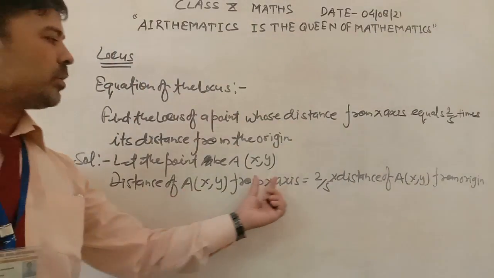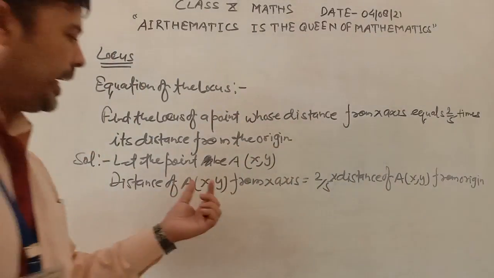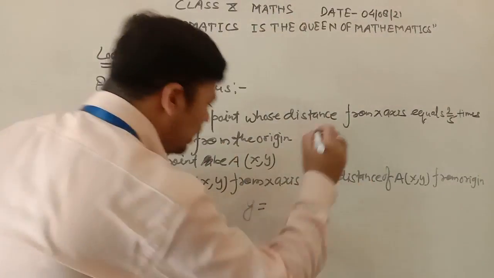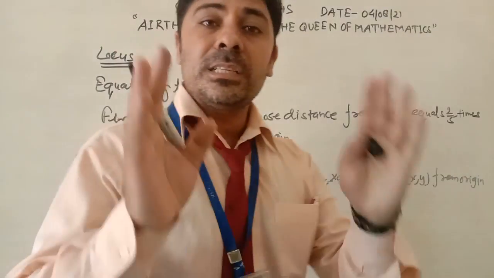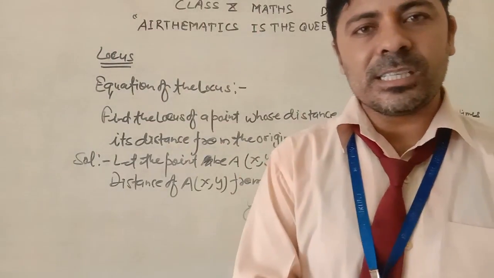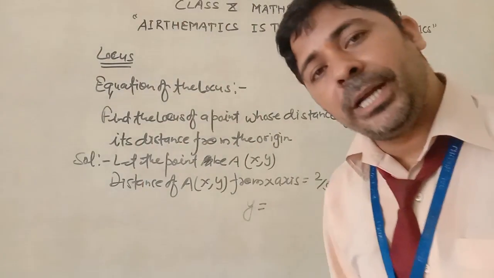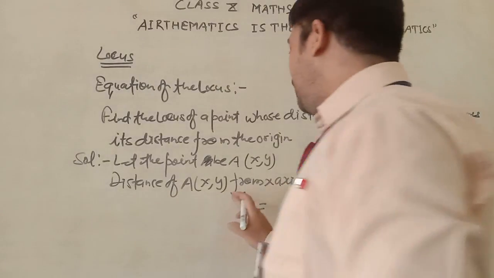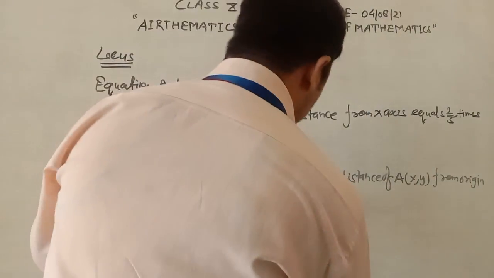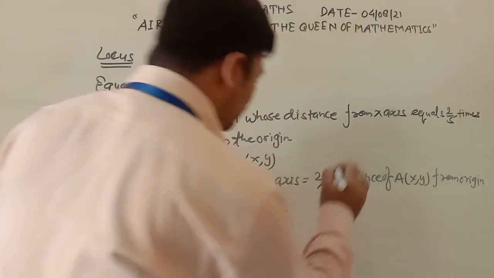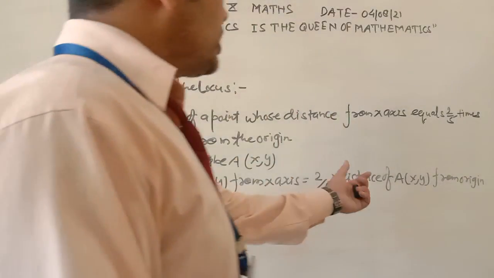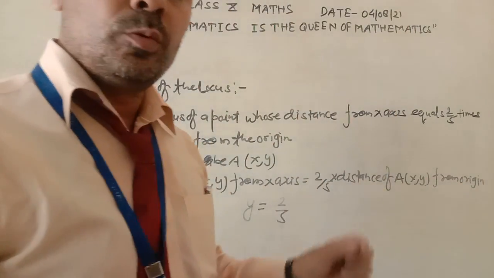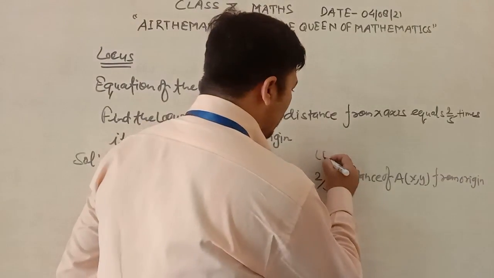The distance of A, x, y from the x-axis: you know that the distance of any point from the x-axis is equal to y, and the distance of any point from the y-axis is equal to x. So here the distance of x, y from the x-axis is y, equal to 2 upon 5 into the distance of A, x, y from the origin. You know that the coordinates of the origin are 0, 0.